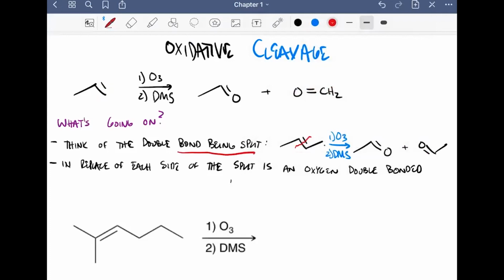So in place of each side of the split is an oxygen double bonded. So that's very important. So for this one, think of it being split and just write what it would be on the other side. Remember, your carbons should stay the same as well. So we have 1, 2, 3 carbons on this side. We have 1, 2, 3 carbons. We have 1, 2, 3, 4 carbons. 1, 2, 3, 4 carbons. So your carbons should stay the same. You're just adding that double bonded oxygen to each side of that split double bond.